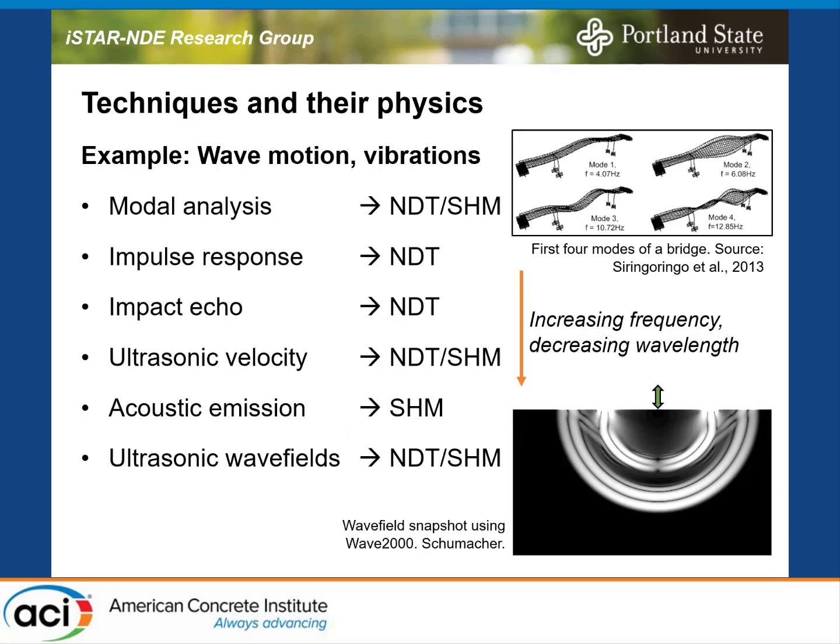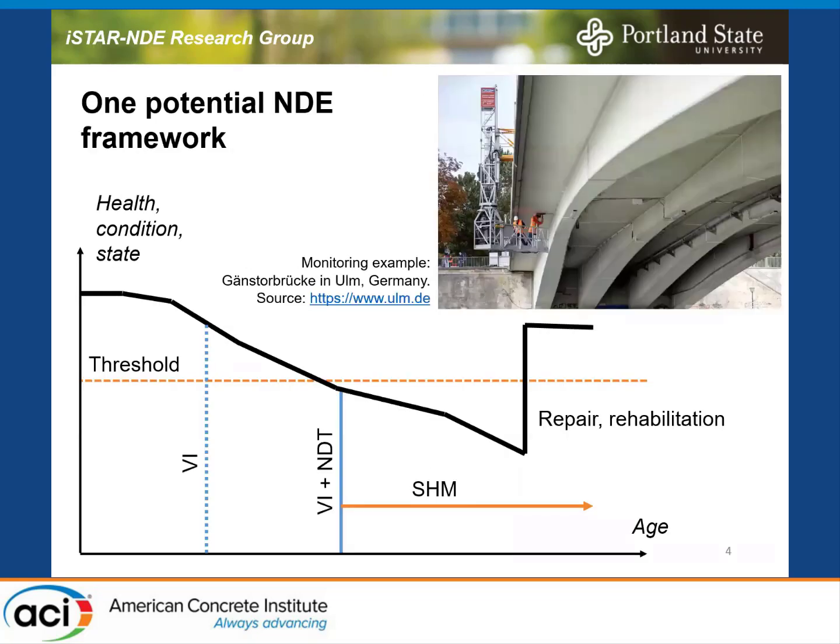But the physics are given. Depending on how we put the instruments on, how we measure, how we interrogate it, it can be either NDT or SHM. One way those two could be combined, because I think they're really complementary, is shown here. One thing is terminology: on the y-axis I'm showing health or condition. We could have an entire separate forum to discuss what health or condition means and how we best measure it, so I'd just stay away from that.